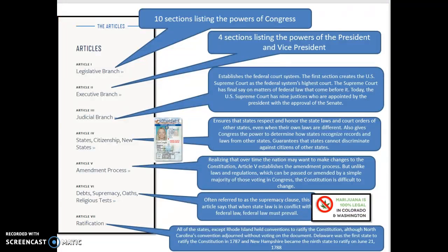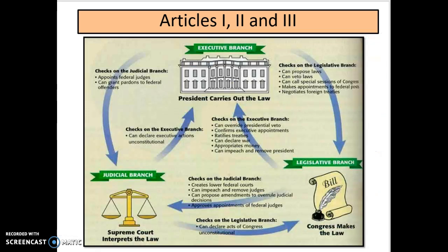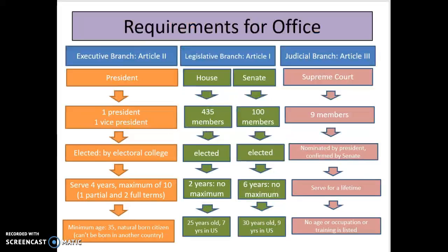Now, here are the 7 articles that are the meat of the Constitution, and it tells you who has power to do what. And that's very important because we want our power spread out in this country. And that's exactly what happens here. Now, to see a nice pretty picture of this, we can also look at Articles 1, 2, and 3 and the breakdown of the 3 branches of government and how that power is spread out amongst those 3 branches of government so that you basically do not get one branch stronger than the other.